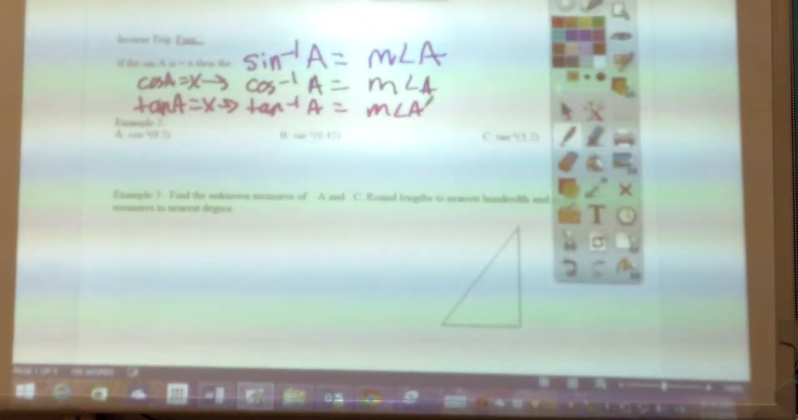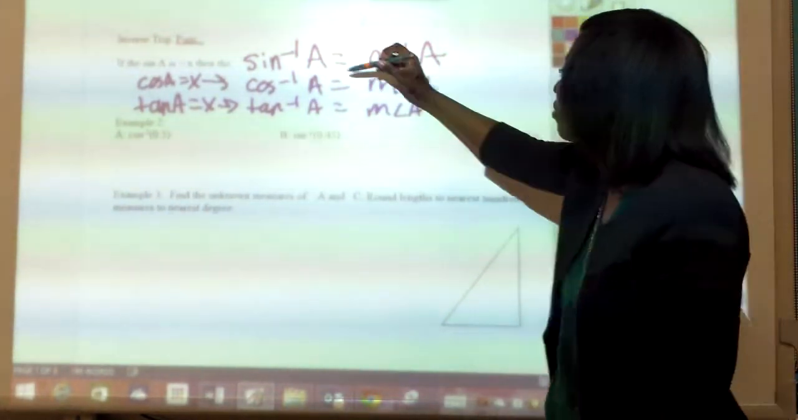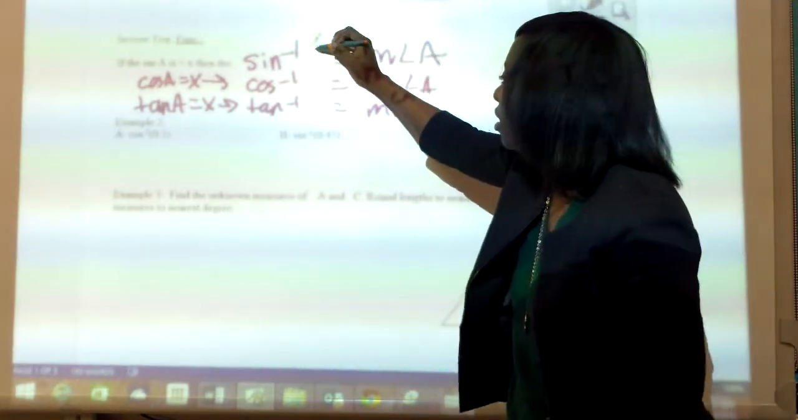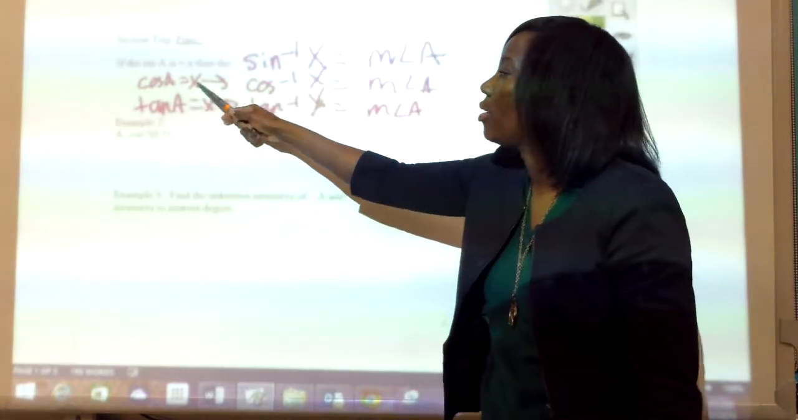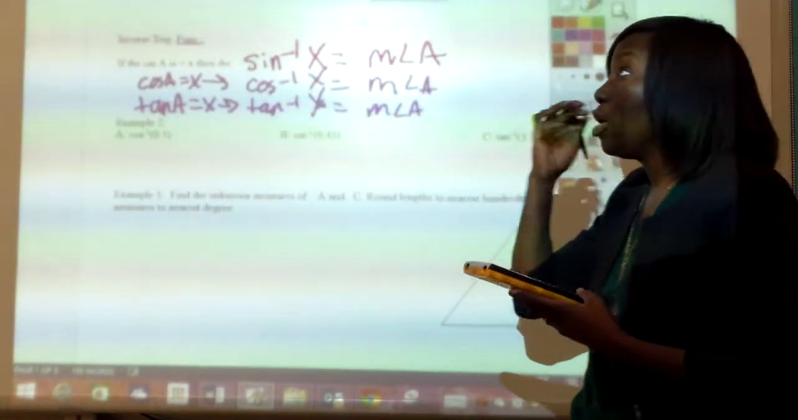Everybody got that? Oh, sorry. It's too early in the morning for this. Those are supposed to be sine inverse of X, inverse of X. We're looking for the angle. X, my bad. So here we're just practicing.